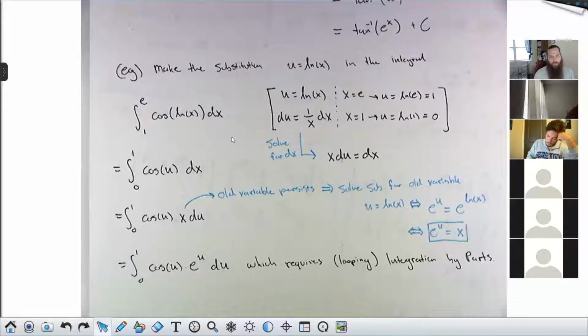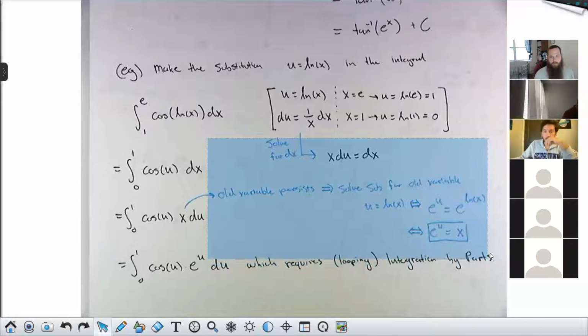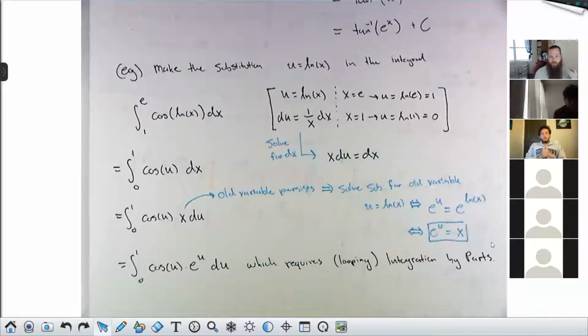All right, stuff like this happens all the time. Where you've got a substitution, you know it's the substitution you want to make, but it just doesn't look like it's working. So you take your old variable and you solve for that old variable in terms of the new variable based on your substitution, just like the very first problem we did today.